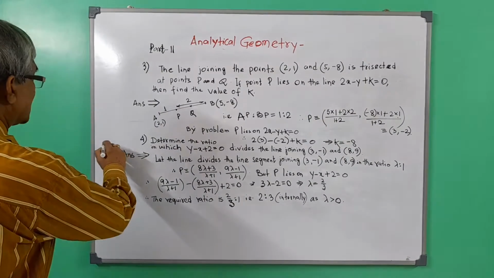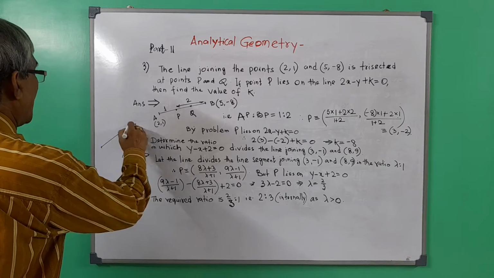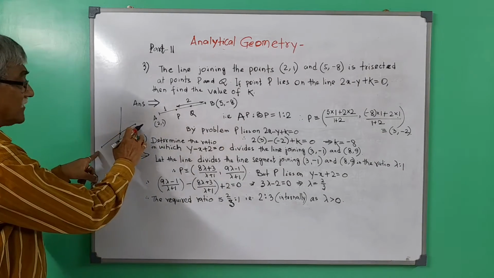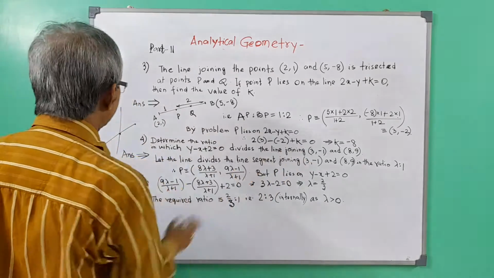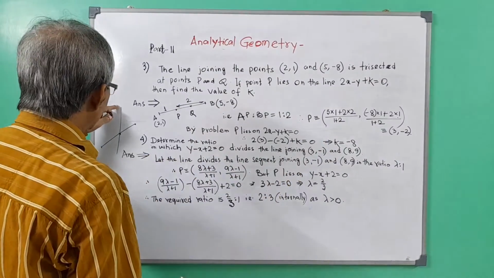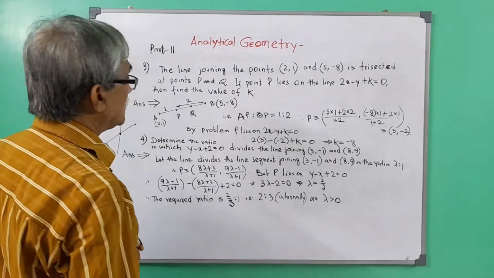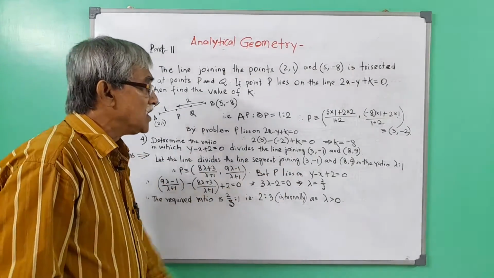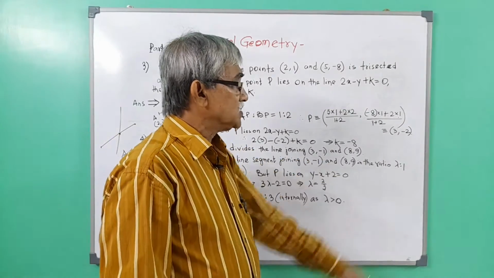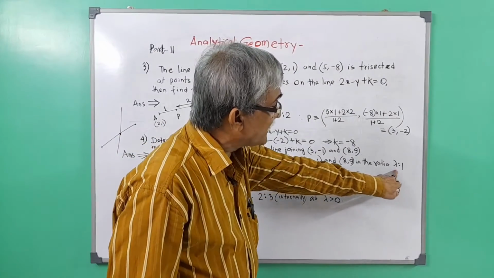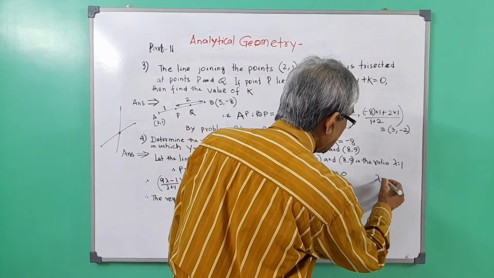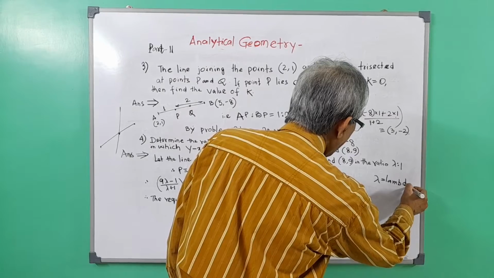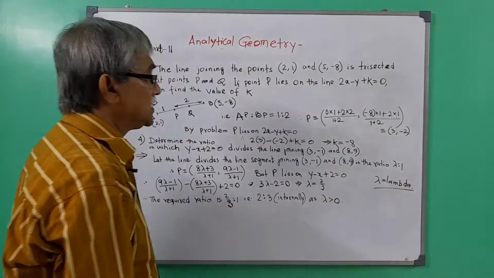That is, here the question is, there are 2 points and 1 line. This line intersects the join of these 2 points. What are the points? It is given, 3, minus 1 and 8, 9. And the line is also given. Okay? Let the line divide the line segment joining 3, minus 1 and 8, 9 in the ratio lambda is to 1. This is your lambda, L-A-M-B-D-A. It's a Greek alphabet, lambda.